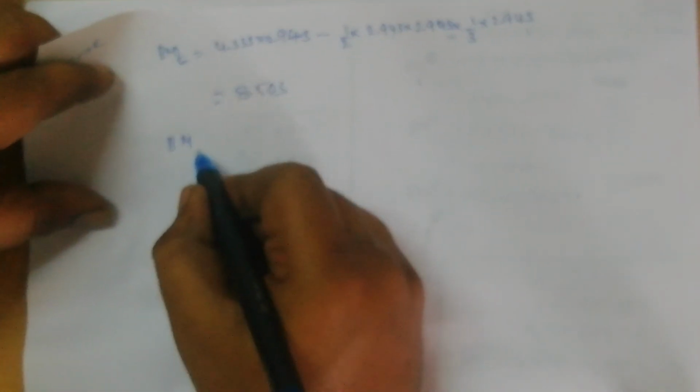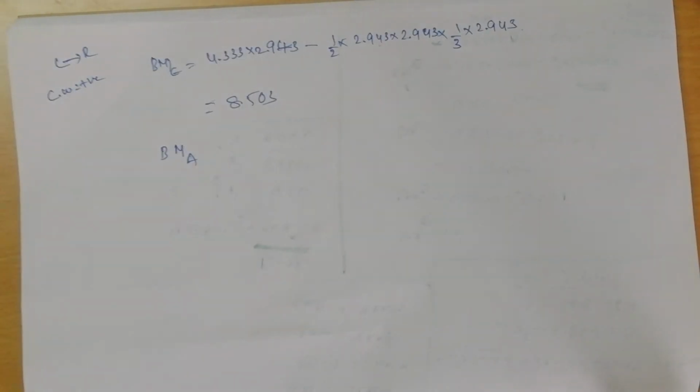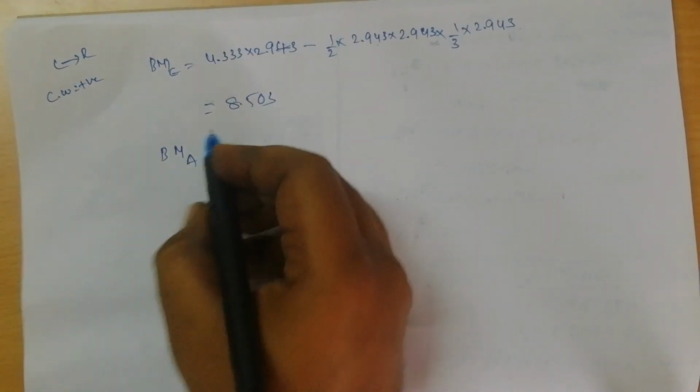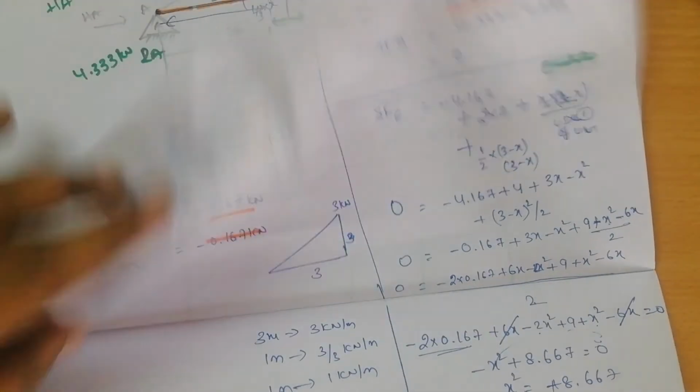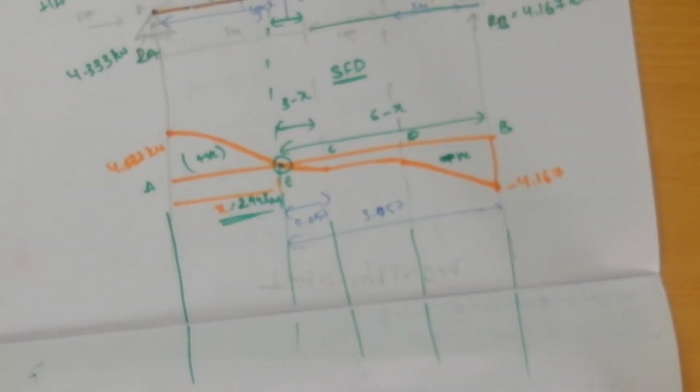Next is the bending moment at point A. How to calculate the bending moment at point A? Obviously, because this is above the support, at the support the bending moment will be 0. So I can directly take it as 0. No need to bother much about this. Now we will go for the bending moment diagram.